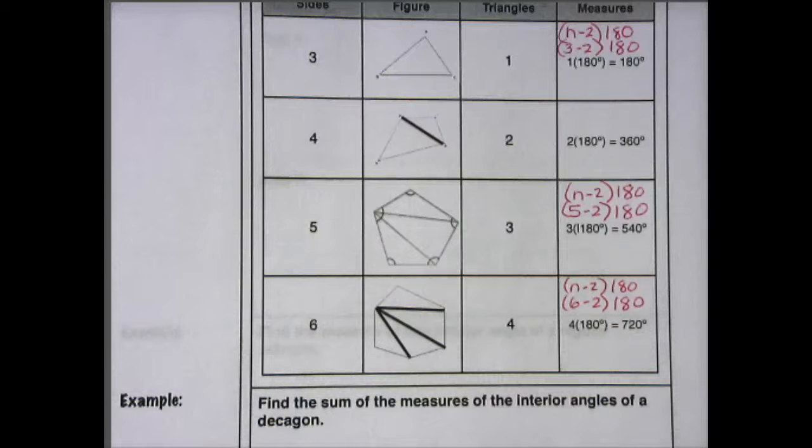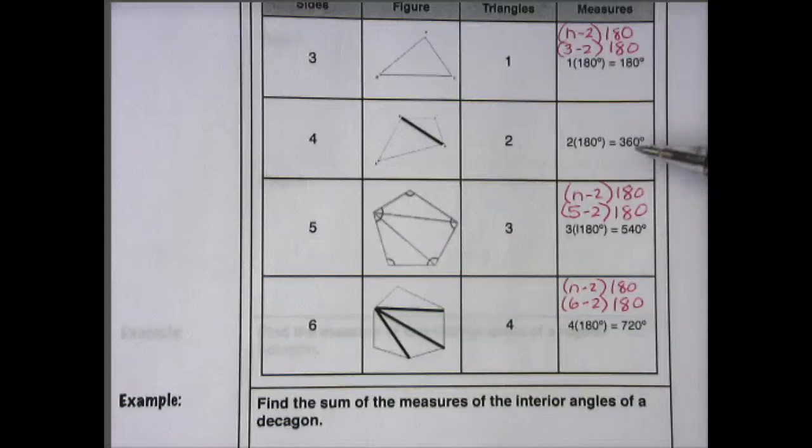It's a good idea to memorize those. It makes it a little bit easier on you if you know that a 3-sided figure has a 180 degree sum of interior angles. A four-sided figure has 360 degrees as a sum for its interior angles. A five-sided figure has 540 degrees as a sum for its interior angles. And a six-sided figure has 720 degrees for the sum of its interior angles. But if you don't memorize it, if you know the formula to figure it out, you can always do that even if you were to forget.